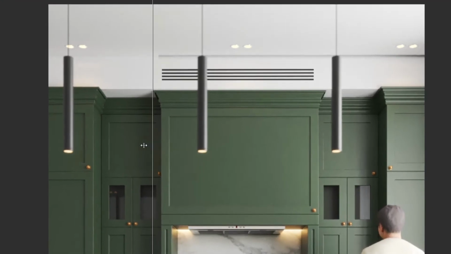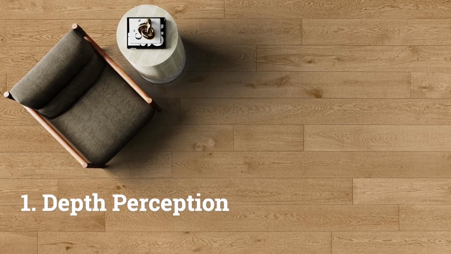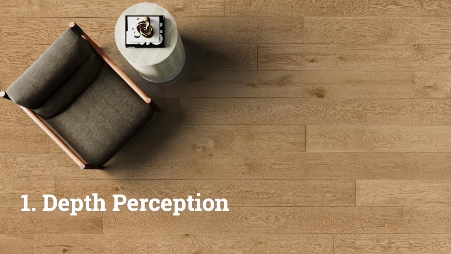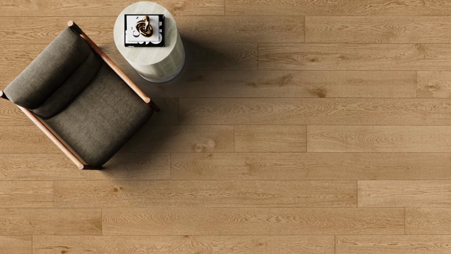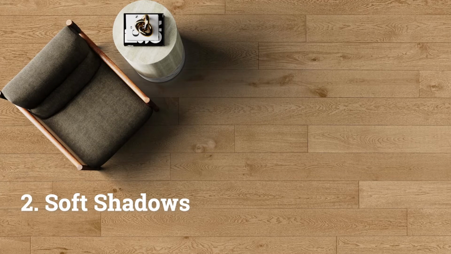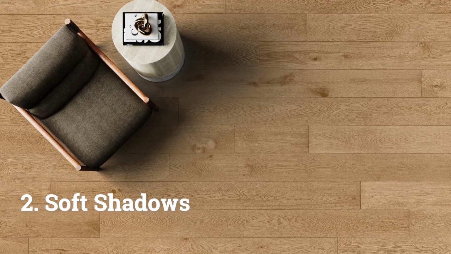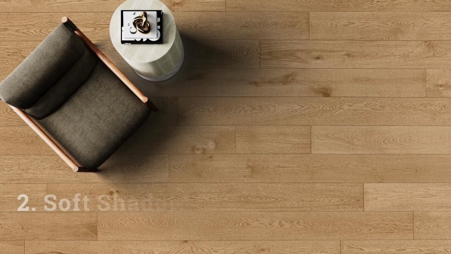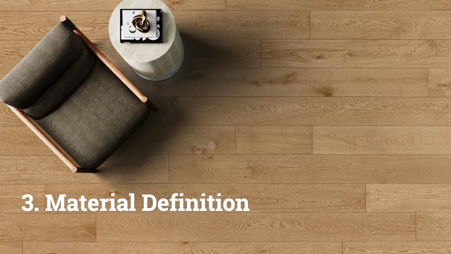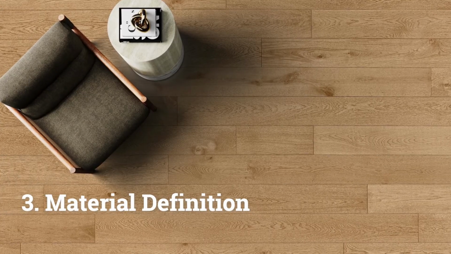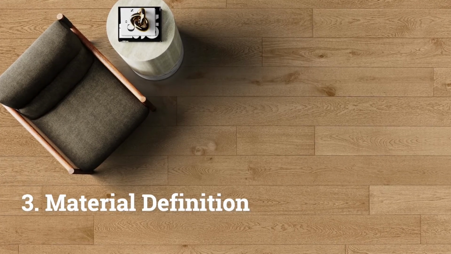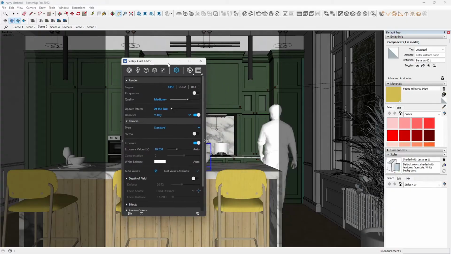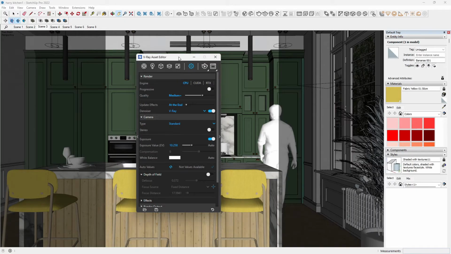Number 1, depth perception. Ambient occlusion increases the perception of depth in 3D models by emphasizing the geometric details. Soft shadows. It produces soft non-directional shadows within or between objects, which are vital for achieving a realistic look. And lastly, materials benefit from ambient occlusion because the technique emphasizes their texture and the interplay of light and shadow on their surfaces. Now I have this scene and we want to add ambient occlusion to our render.